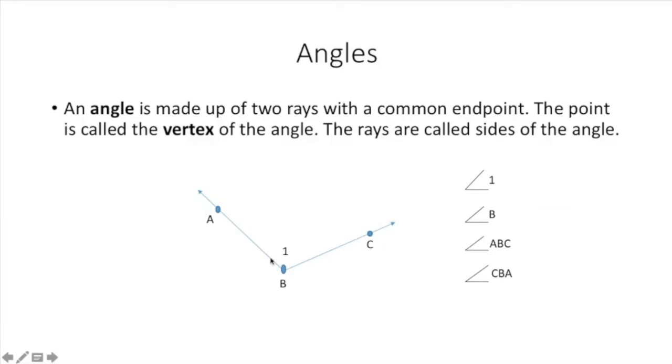There are various ways you can name an angle. For example, if we place a 1 in here, you could call this angle 1. And the way you do these, you use this symbol. It looks just like a little angle there. So you denote it with a little angle and then the name for it.